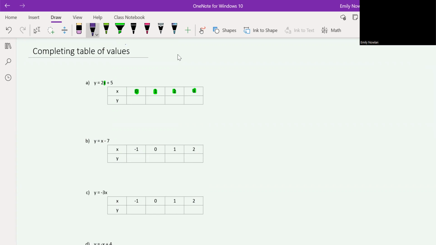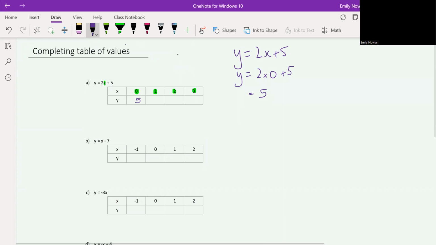Using the rule, y equals 2x plus 5. Let's try the first x here. That's 0, and it goes in that spot instead. So we go y equals 2 times 0 plus 5. Now 2 zeros are 0, plus 5 is 5. And so when x is 0, y is 5, and you put your answer in there. Okay, next one.